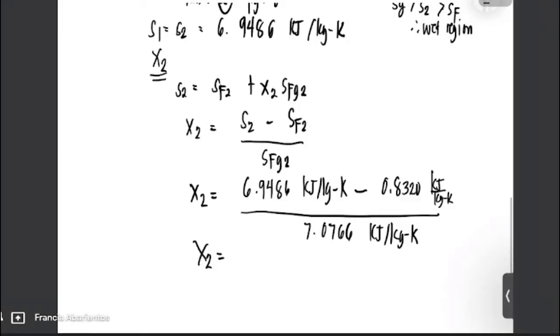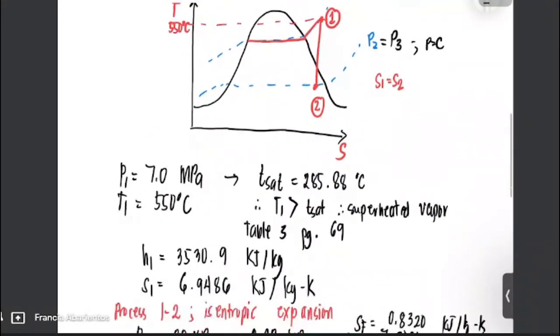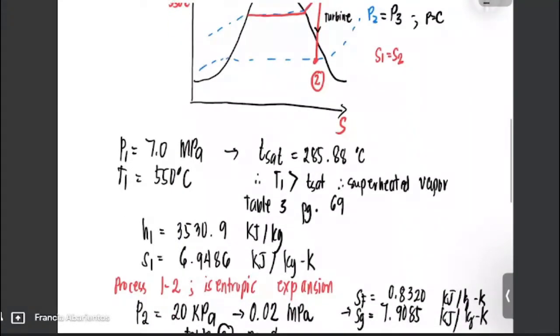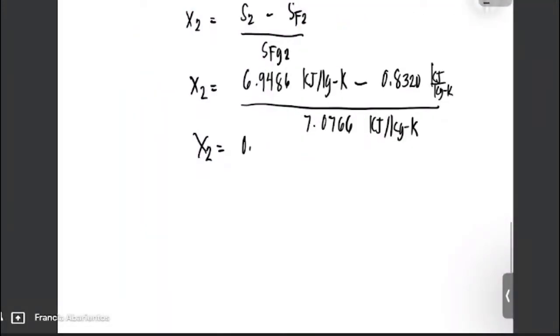Sa condenser pa lang tayo entering. This is from point 1 to point 2, this is the turbine. So we have now 0.8643. Quality natin is 86.43%. Okay.